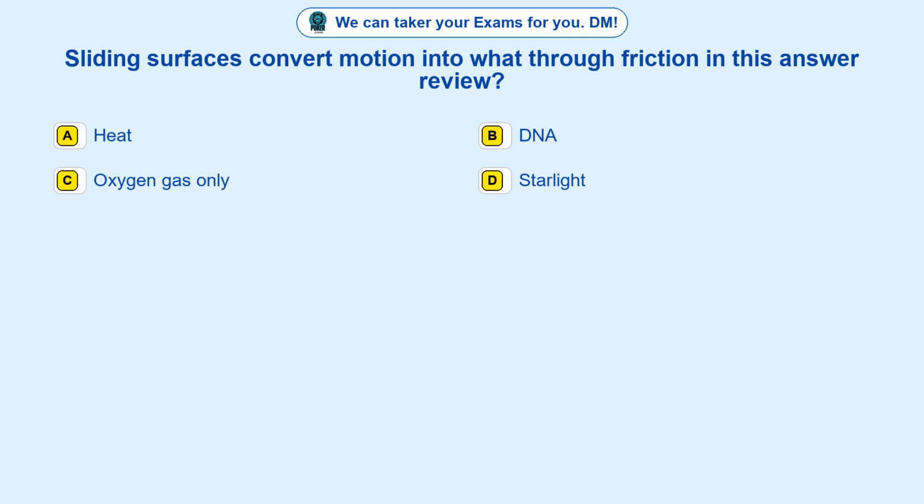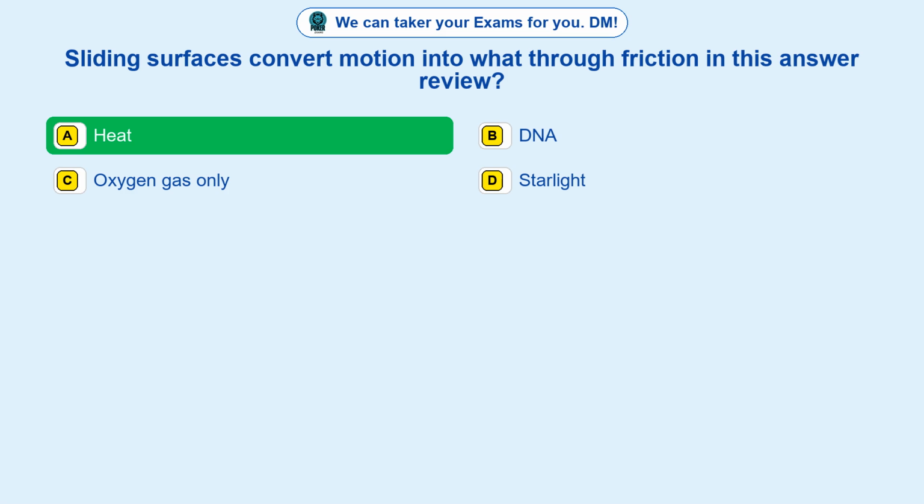Question 64. Sliding surfaces convert motion into what through friction in this answer review? Option A, heat. Option B, DNA. Option C, oxygen gas only. Option D, starlight. The correct answer is option A.